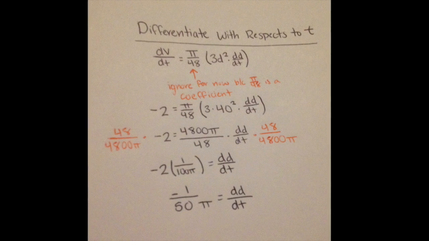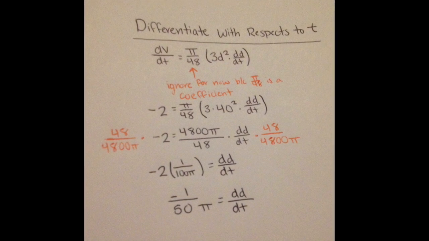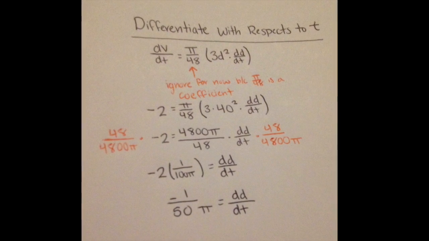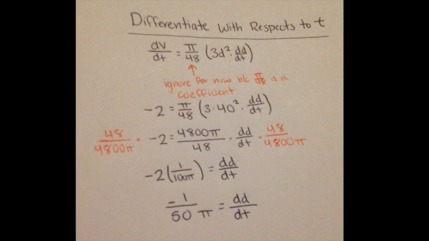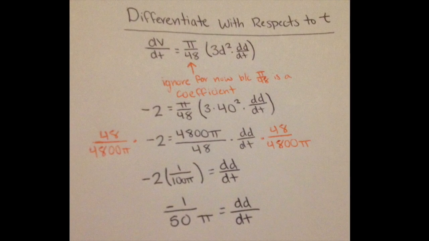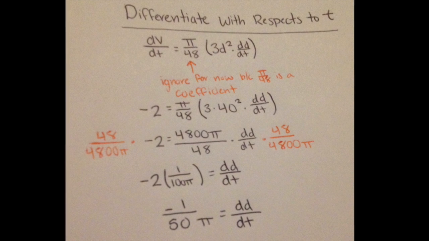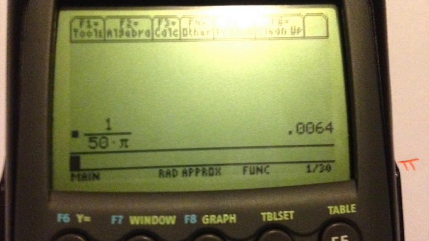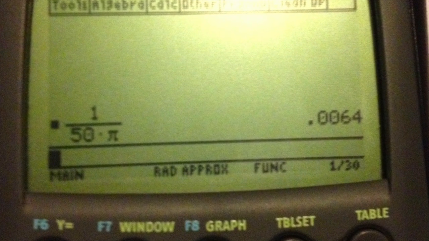Next, we differentiate with respect to t, then substitute the known values into the formula and solve for dd over dt. Notice that in the first two steps, we ignore pi over 48 because it is just a coefficient. We multiply by pi over 48 when we are done taking the derivative. When we solve for dd over dt, we get negative 1 over 50 pi.